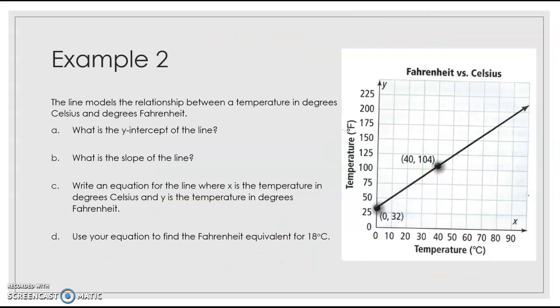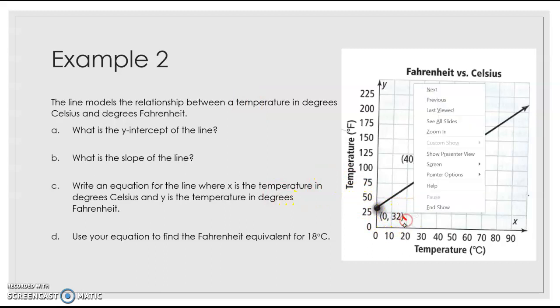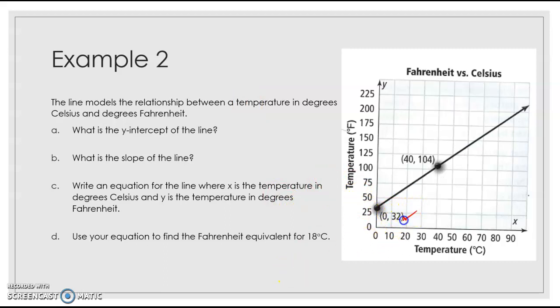All right, so let's look at example 2. We have a line that models the relationship between temperature in degrees Celsius and degrees Fahrenheit. We want to find the y-intercept of the line. So the y-intercept is where x is 0. So this point right here is telling us the y-intercept. So I know my y-intercept of the line is 32.